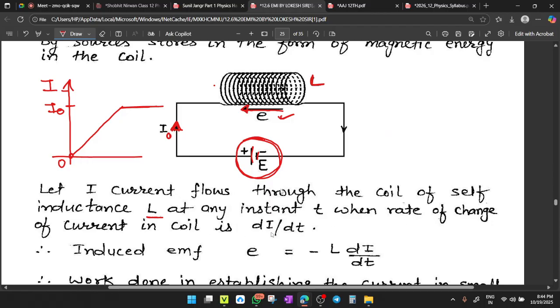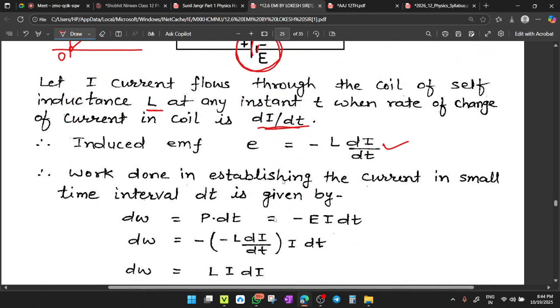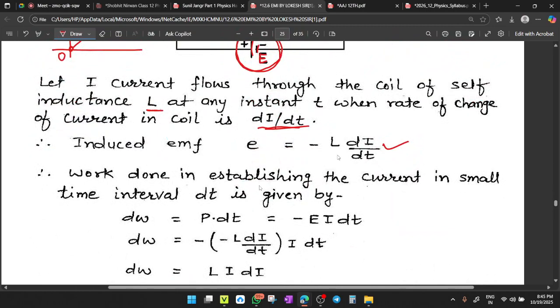At any instant, the rate of change of current is equal to di by dt. So the back EMF produced by the coil is equal to L di by dt. Any problem till here? Now, the work done in establishing the current in the small time interval dt: this battery has established the current here.